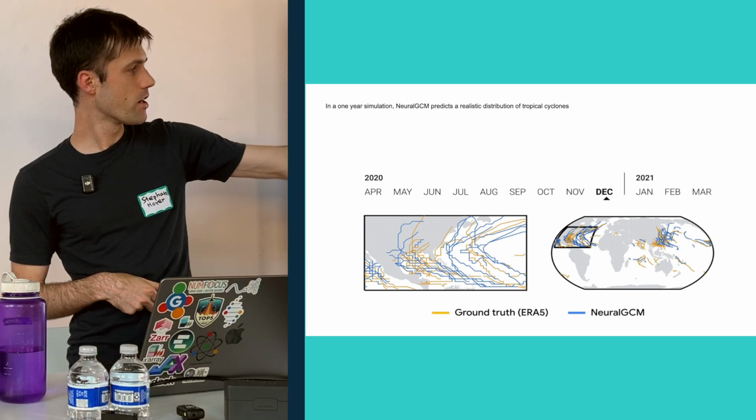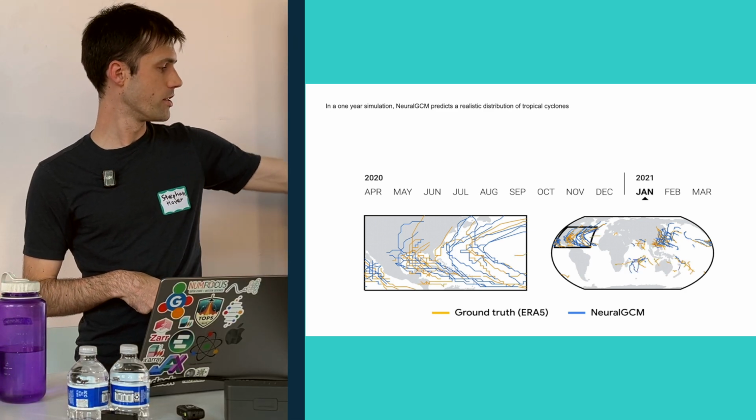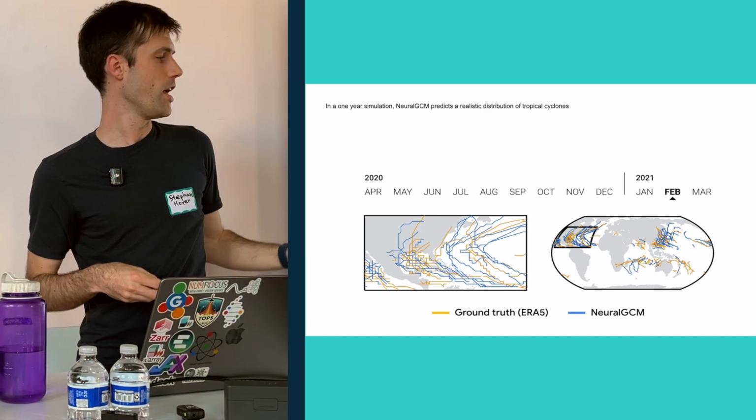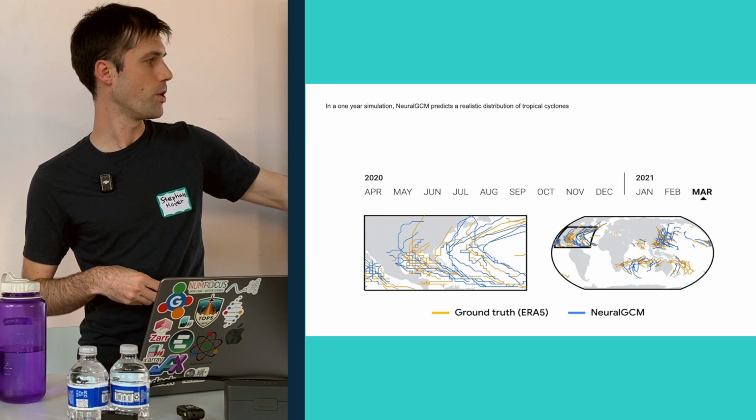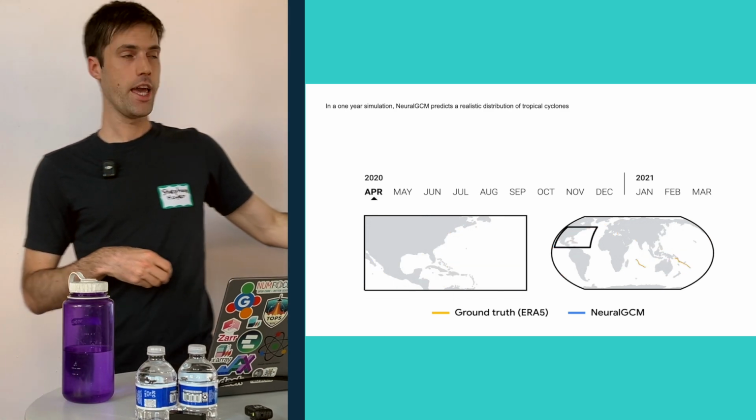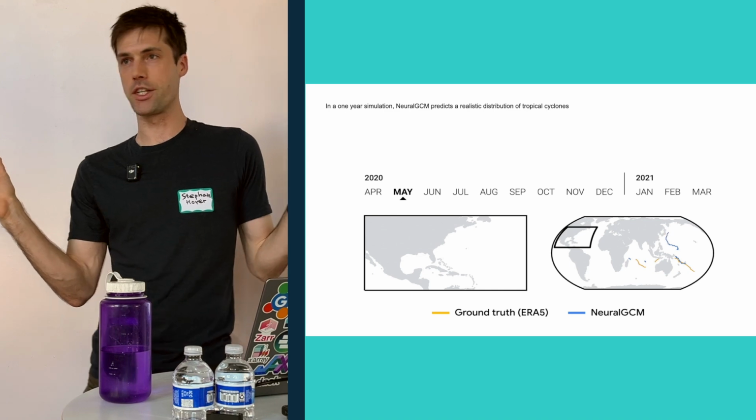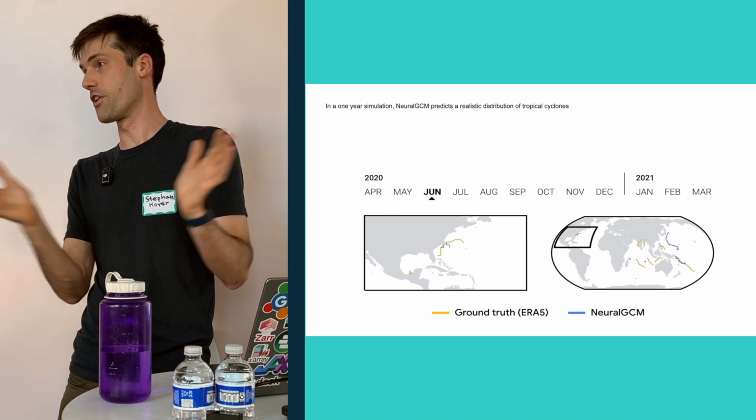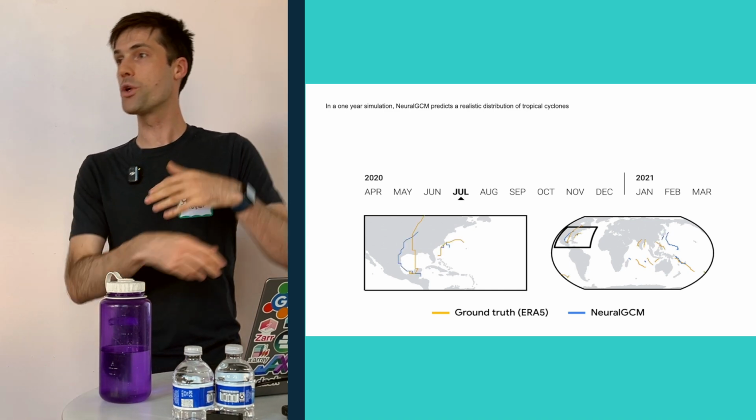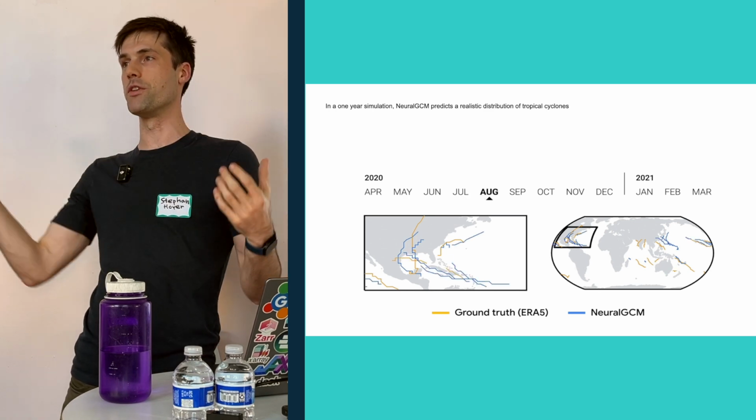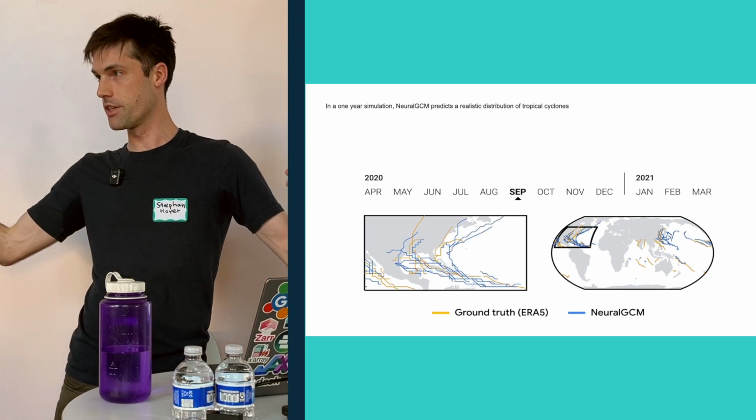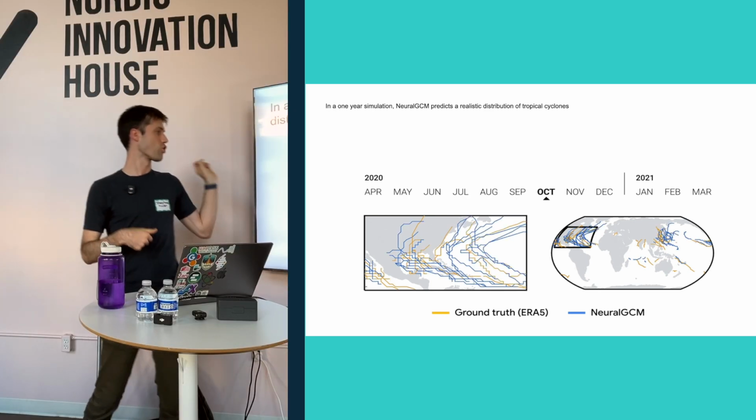What you see here is the orange lines are kind of the ground truth where a tropical cyclone occurred in 2020. The blue lines are NeuralGCM. And so you're never going to exactly predict the tropical cyclone in the right place a year in advance. That's not possible. But what you can do with these models is simulate the range of possibilities. So you can say, where might a tropical cyclone hit?